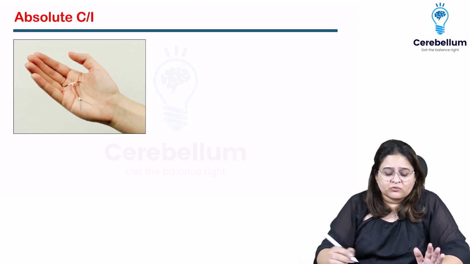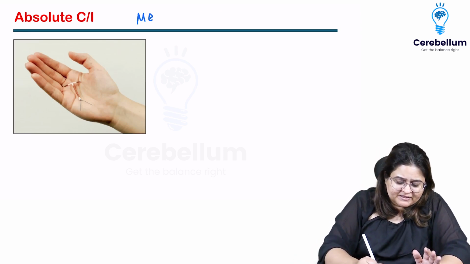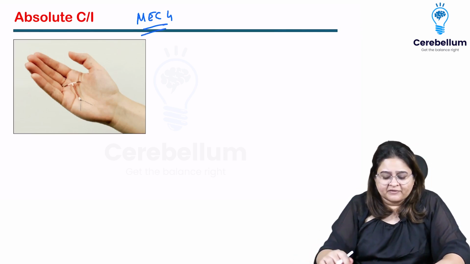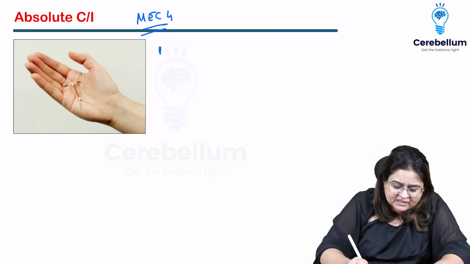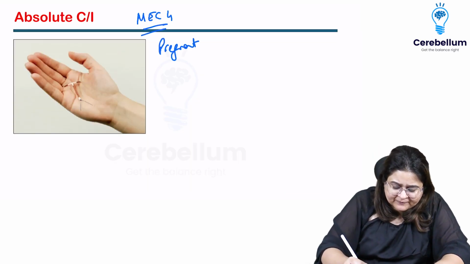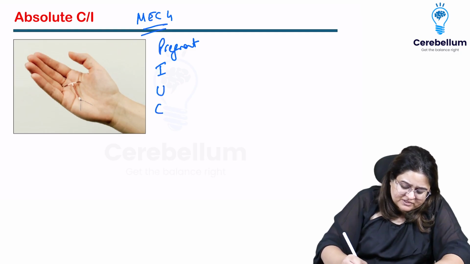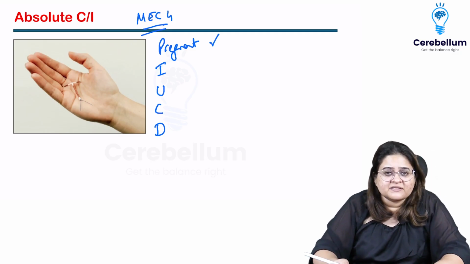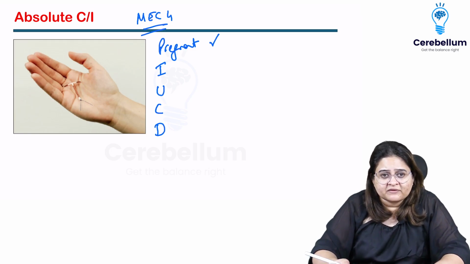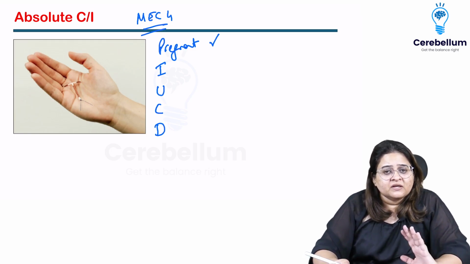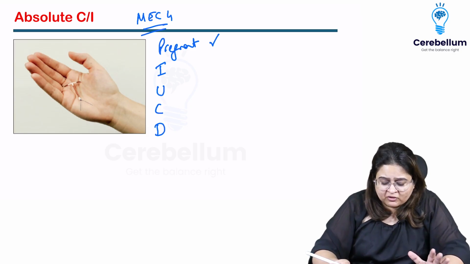What are the absolute contraindications? That means the MEC4 of an intrauterine device. How do you remember this? You remember this: you can't get pregnant if you have an IUCD. So suspected pregnancy is a contraindication to an intrauterine device, whether it's copper T or Mirena. Pregnancy suspected, don't put in a copper T.